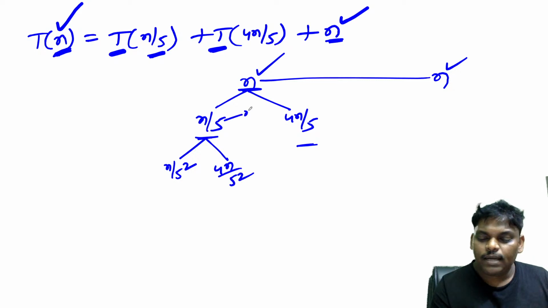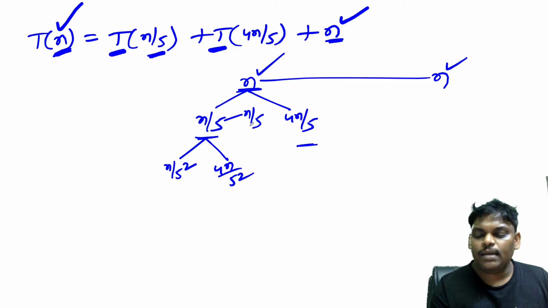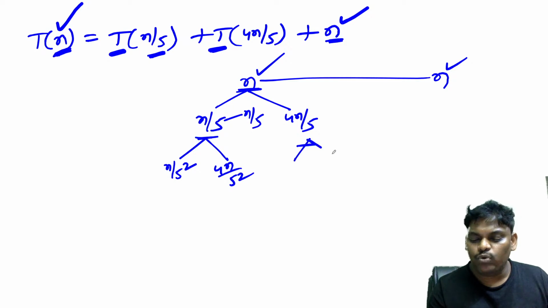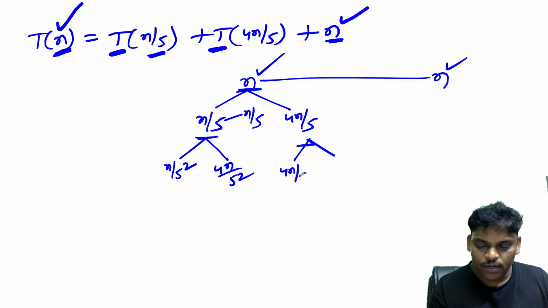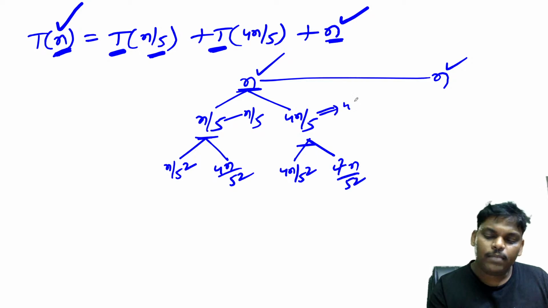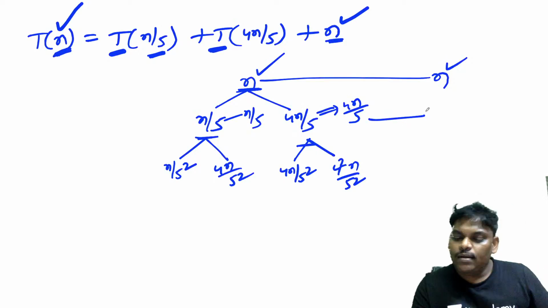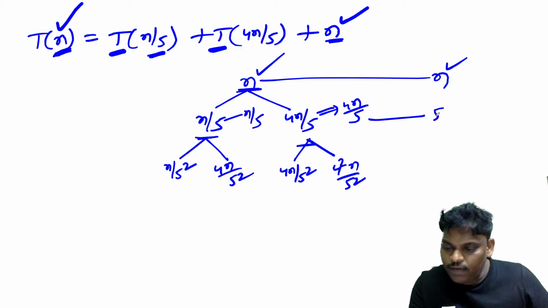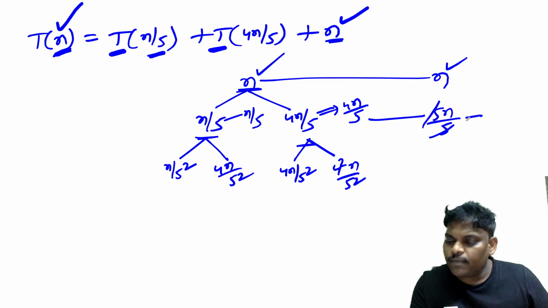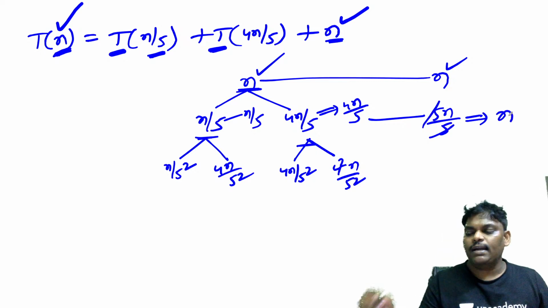Here n by 5 will take n by 5, and 4n by 5 again divides into two parts. Left side 1 by 5 times 4n by 5, which is 4n by 5 squared. Right side 4 by 5 times 4n by 5, which is 4 squared n by 5 squared. If we add the total at the first level, n by 5 plus 4n by 5 is 5n by 5, which is n. The second level is the same.